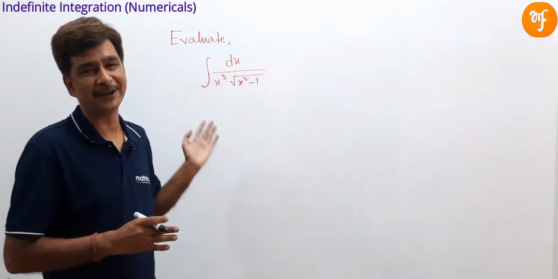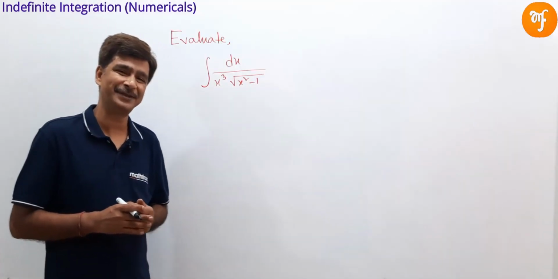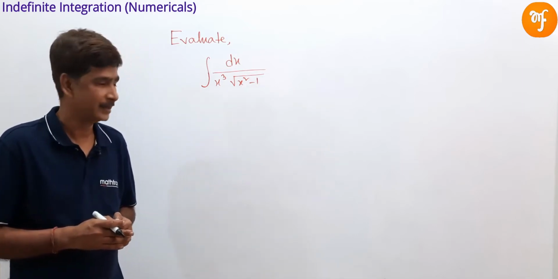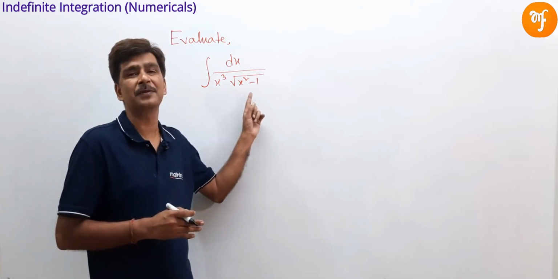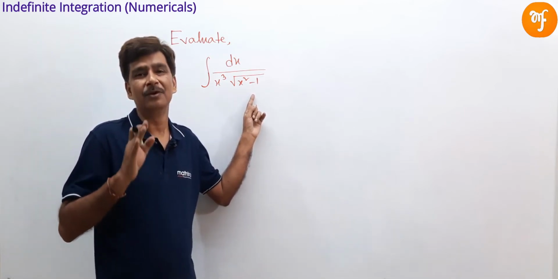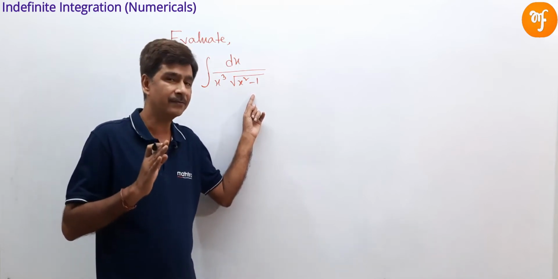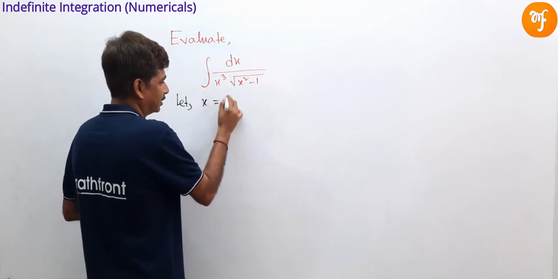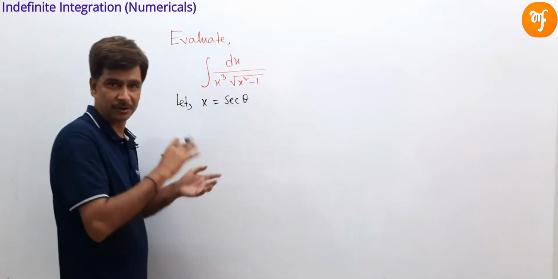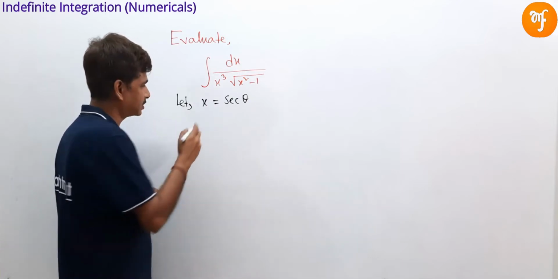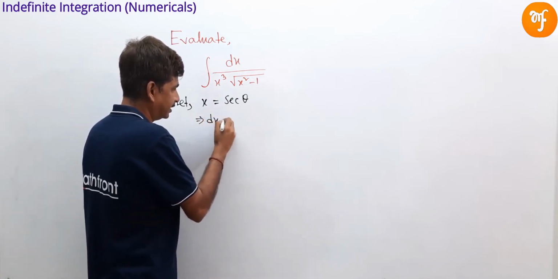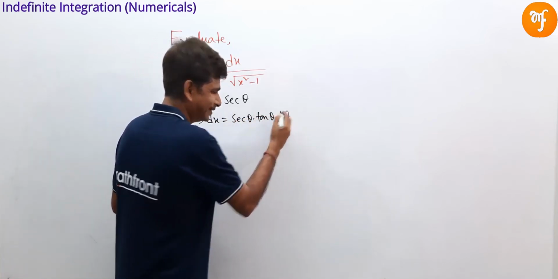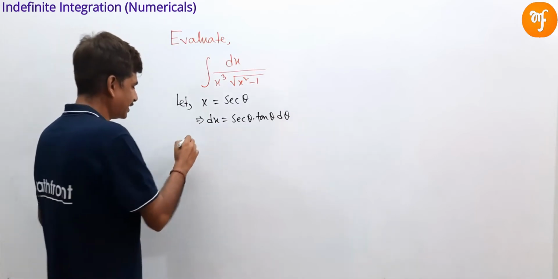So friends, come for another example, that is integration of dx divided by x cube into square root of x square minus 1. So here, as square root of x square minus 1 is present, that is why we will first assume x is equal to sec theta. Okay, so let x is equal to sec theta. So if we differentiate both sides with respect to x, we will get dx is equal to sec theta into tan theta into d theta. Okay, clear? So what is I?